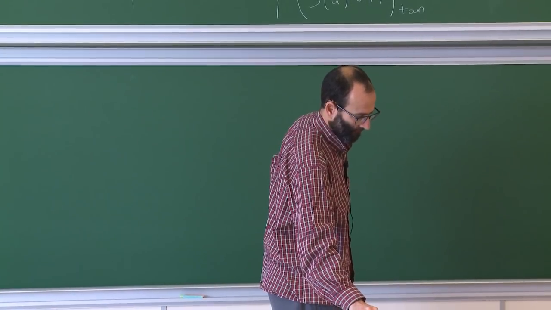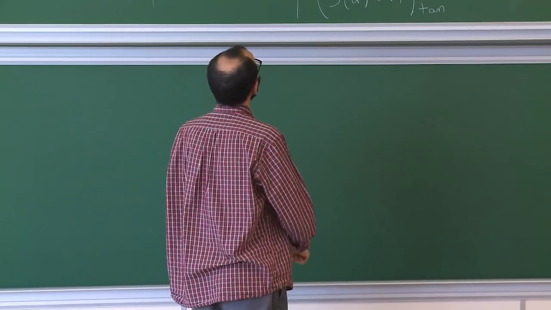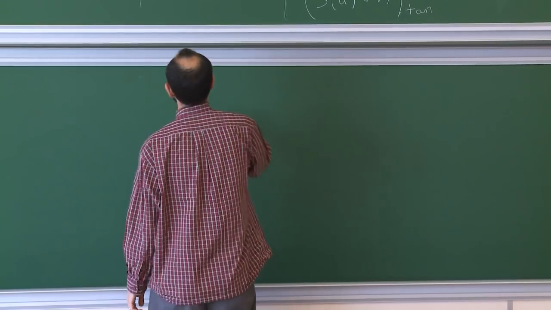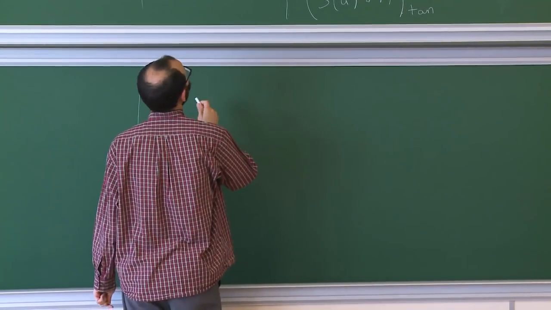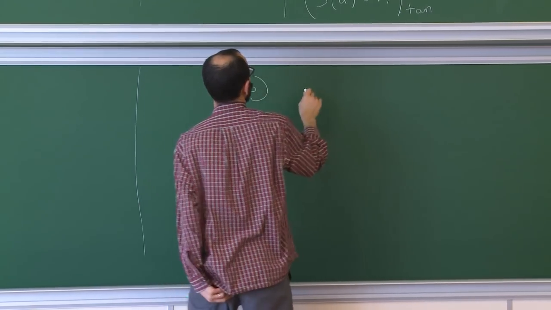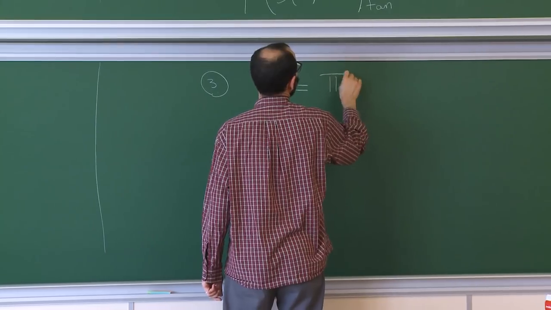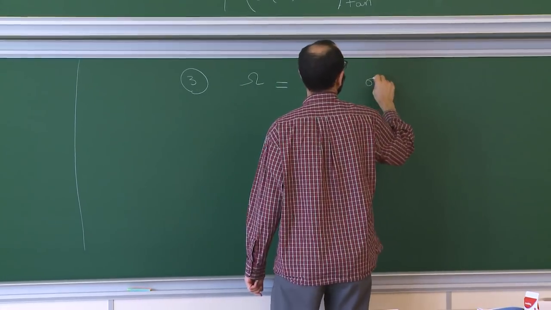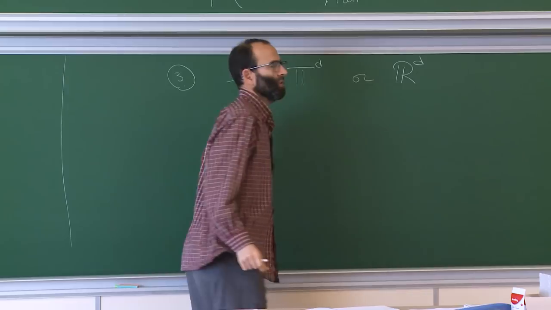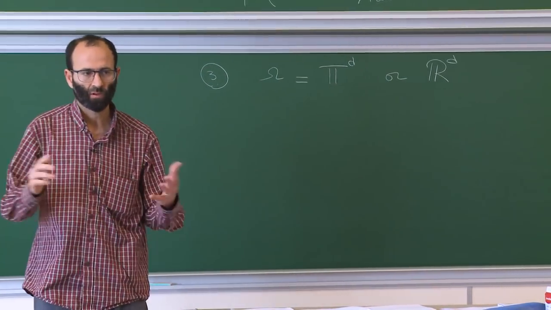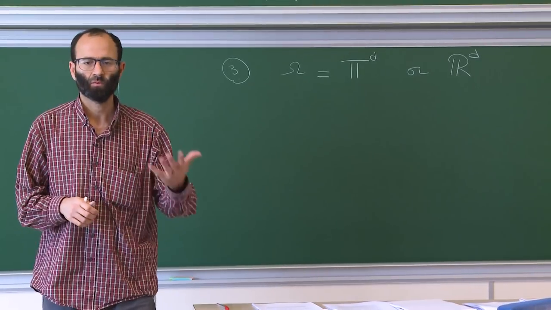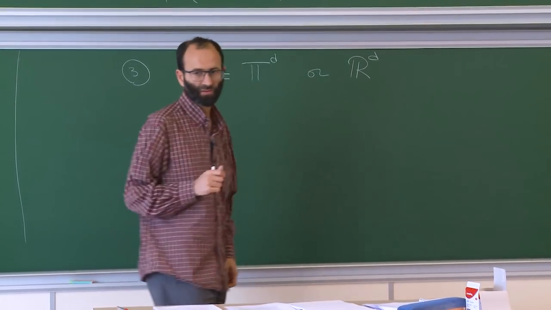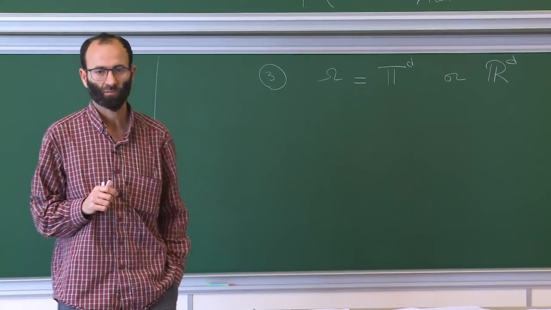Okay, so we can also look at the problem without boundary conditions, right? The third case will be, let's say, Ω equal T^d or R^d. People also study the problem on manifolds, let's say a manifold without boundary. One can also push it to more geometric settings, where you don't have a boundary, okay?